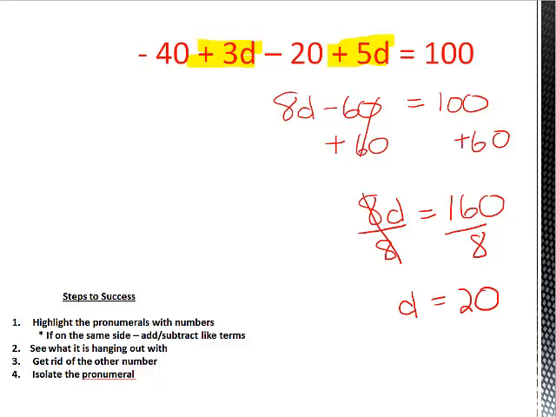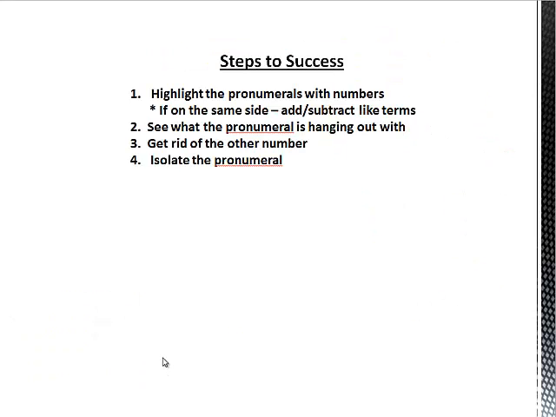Okay, to summarize, the steps to success are highlighting the pronumerals with the numbers. If on the same side, which they were in these cases, you add or subtract the like terms, then of course you see what the pronumeral is hanging out with, get rid of the other number, and then isolate the pronumeral. Remember to line up your equal signs whenever you can and show all of your work.